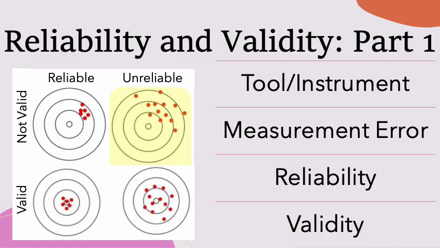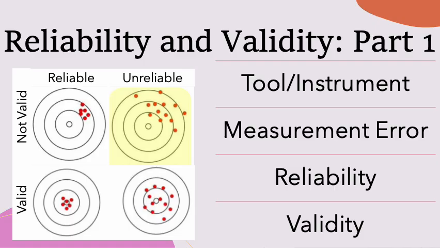Measurement error is unavoidable in research. However, it can be minimized through taking measures and steps using the concepts of reliability and validity. Reliability tells us whether or not a test or a tool can consistently measure a variable. Validity tells us whether the tool measures what it is supposed to be measuring.